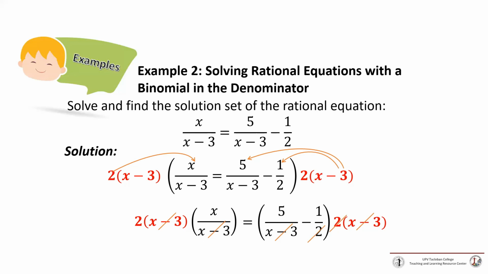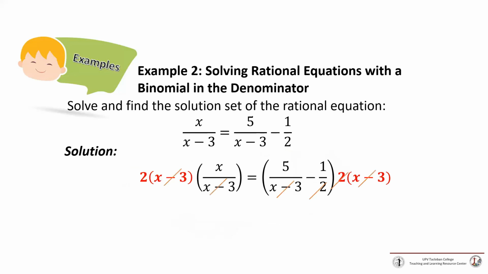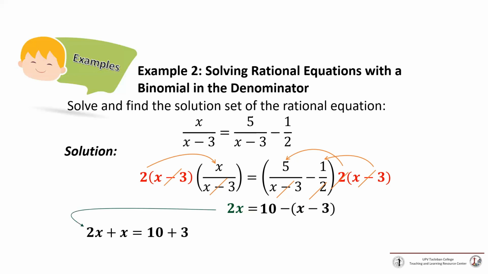So what's left? We just simply multiply 2 times x. That is 2x. 2 times 5 is 10. And then we multiply the quantity x minus 3 by 1, because x minus 3 is not common to the term 1 half. It's only 2 that is common. That's why it is minus the quantity x minus 3 times 1. Then you simplify that.